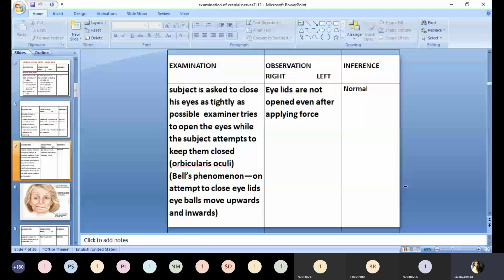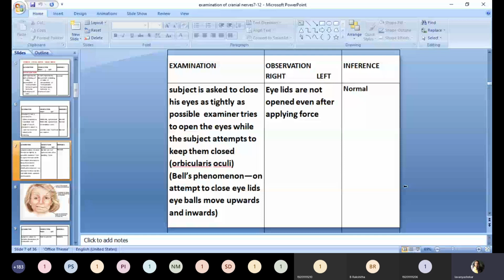So here again you are going to check for the orbicularis oculi muscle. To check for it, you will ask the subject to close his eyes as tightly as possible, and the examiner will try to open the eyelids. But in a normal individual, without the subject's effort, the examiner will not be able to open the eyelids.